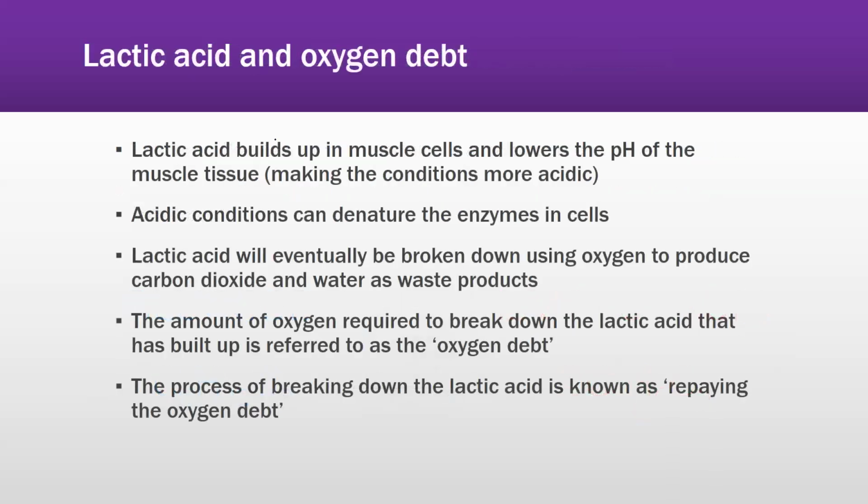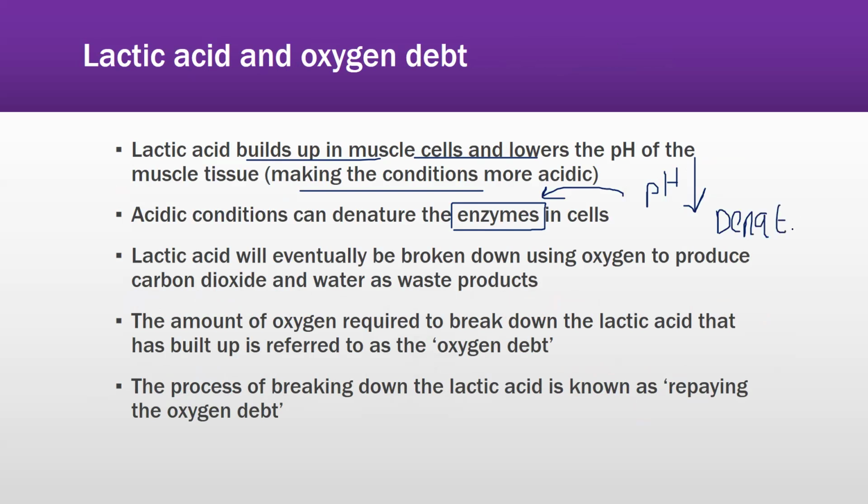Lactic acid builds up in muscle cells and lowers the pH of muscle tissue, making the conditions more acidic. Now when conditions are acidic, it means the pH has become less. The enzymes in the muscles that help boost metabolism will denature, because enzyme activity is always affected by pH and temperature. Good.